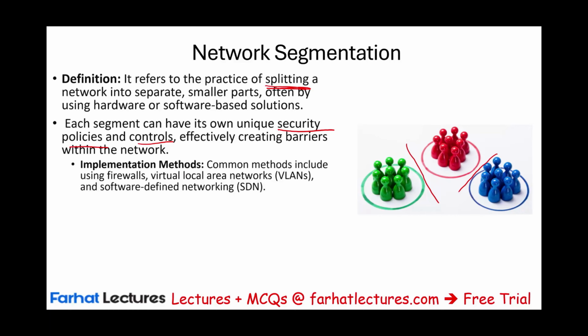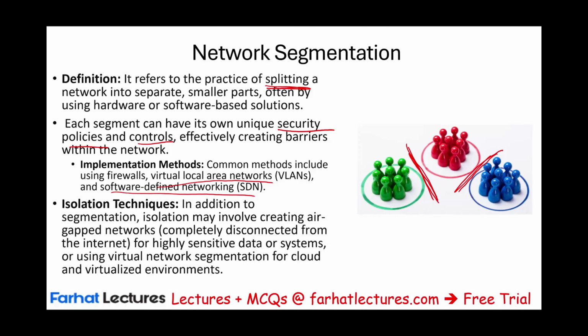Common methods include using firewalls. Each network will have its own firewall between the other networks, virtual local area networks, and software-defined networking. So you're separating the network. You could also use isolation techniques. Isolation might involve creating what we call an air-gapped network. What's an air-gapped network? Simply disconnecting the network from the internet. So if you have something on a certain network, you disconnect this network from the internet.